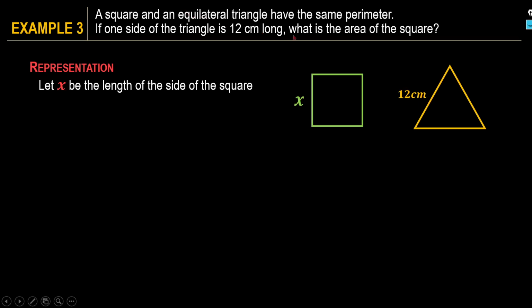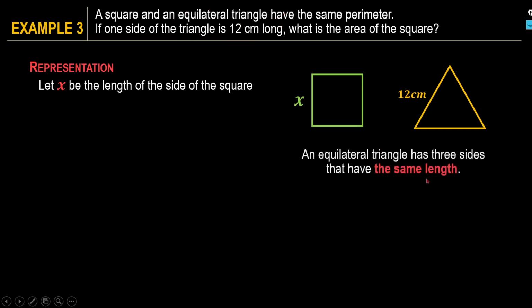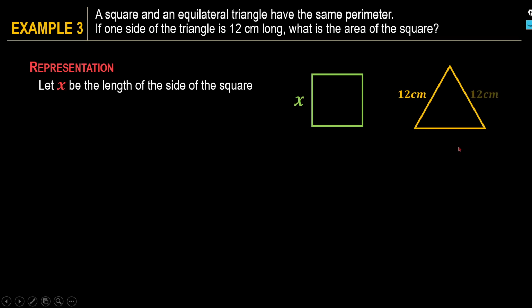But again, I said earlier, is this a new term? Equilateral triangle? If it's a new term, you should have looked it up earlier. You should have found that an equilateral triangle has three sides that have the same length. Right? So if that is 12, then these other two should also be 12. Well, same for the square. The square should be all x's.